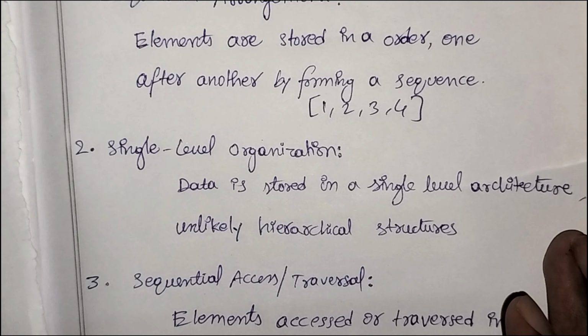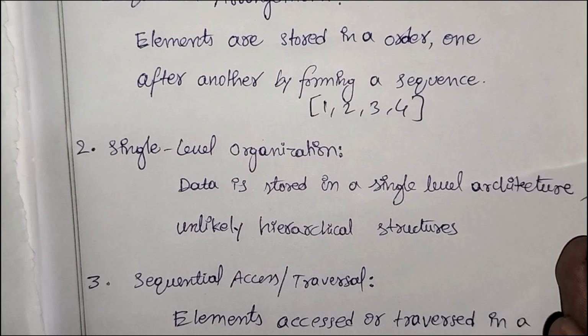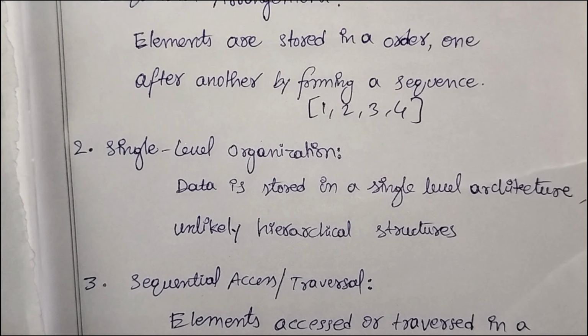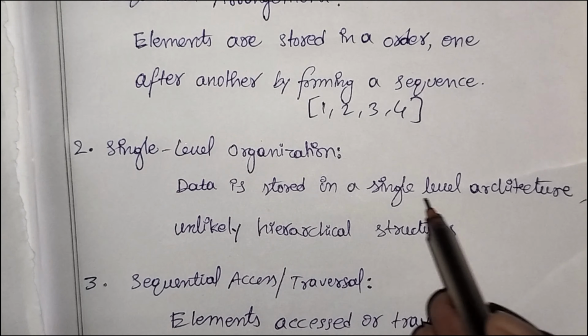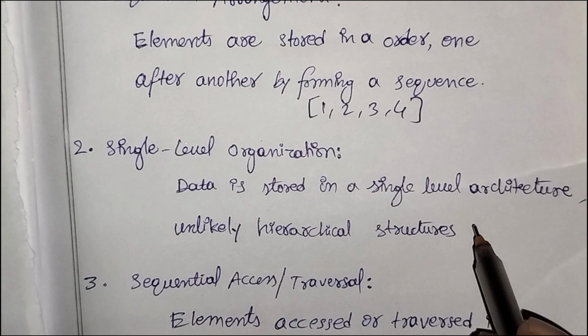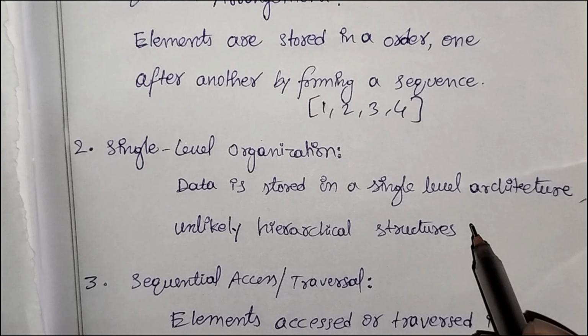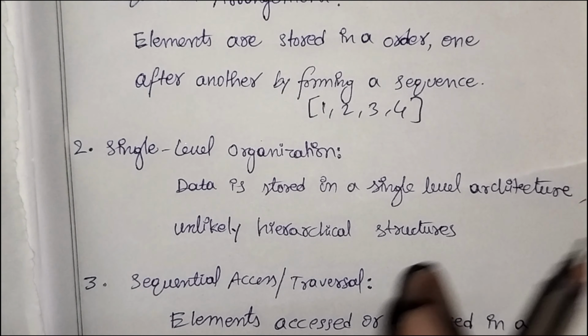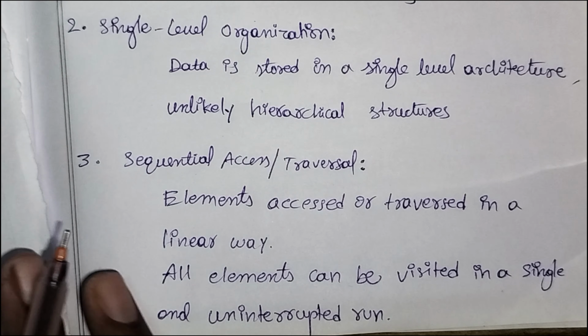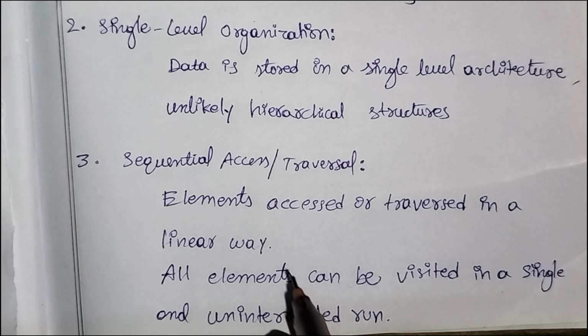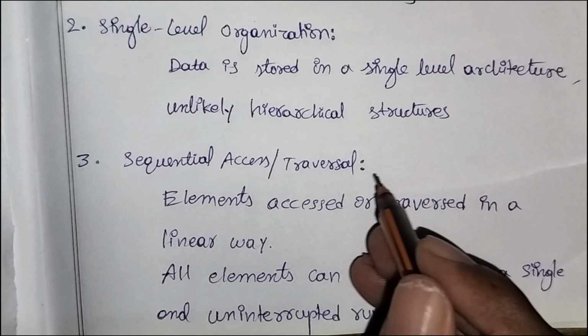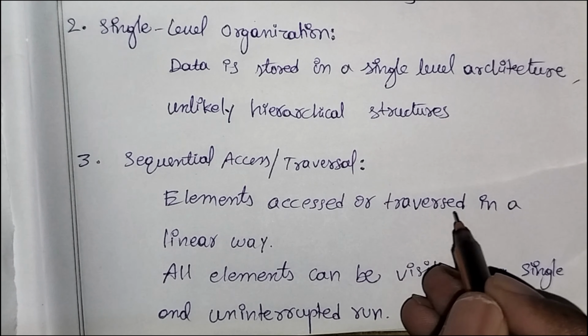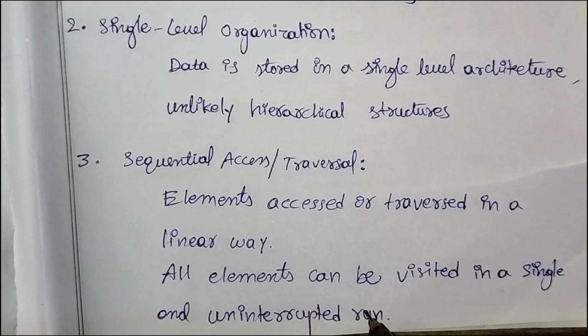The second characteristic is single level organization. Here the data is stored in a single level architecture, but for non-linear data structures, a hierarchical structure is used. The third characteristic of linear data structures is sequential access or traversal. Here the elements are accessed or traversed in a linear way. All elements can be visited in a single uninterrupted run.